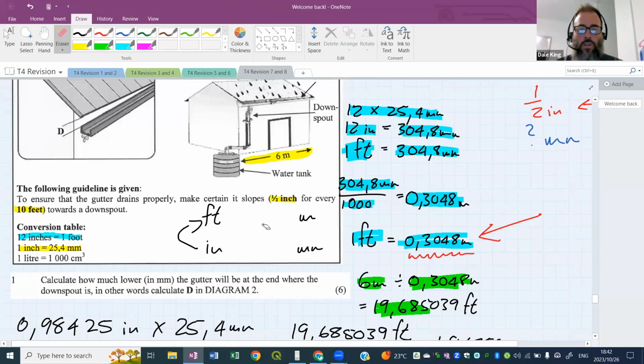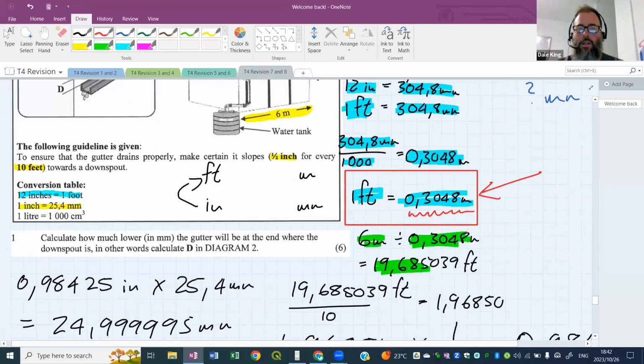I changed these conversions to something more workable, which is this conversion over here. This is what I wanted to get. All right. Once I have this, this question now gets a whole lot easier. Okay. So I said my 6 meters works out to be 19, something something feet. And then I want to say to myself, all right, well, every 10 of those feet, I must drop by a certain number of inches.